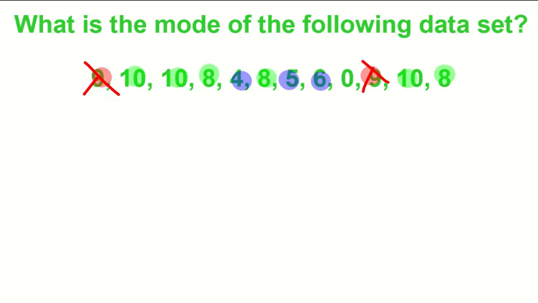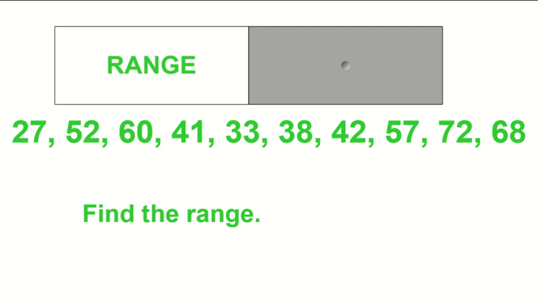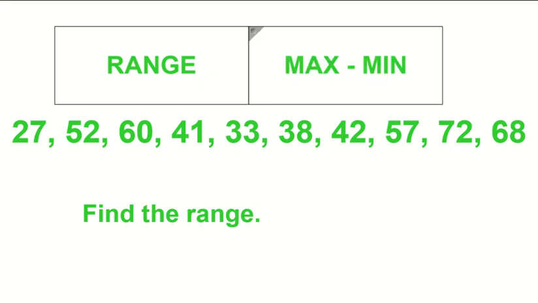Mode you won't see as often with Math 1 stuff, but the mean and median you'll get a decent amount. Then the other one is the range. What's range? It's the maximum minus the minimum. So the biggest number minus the smallest number. Go ahead and get the range on those. Those are the same numbers we used for mean and median.